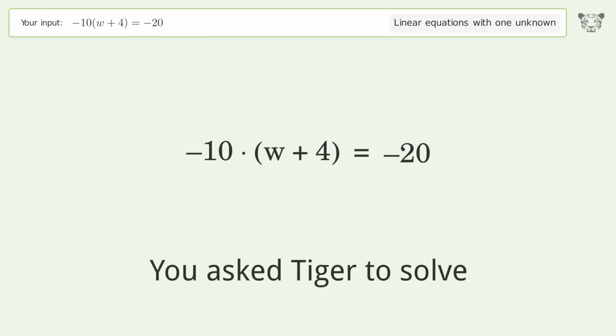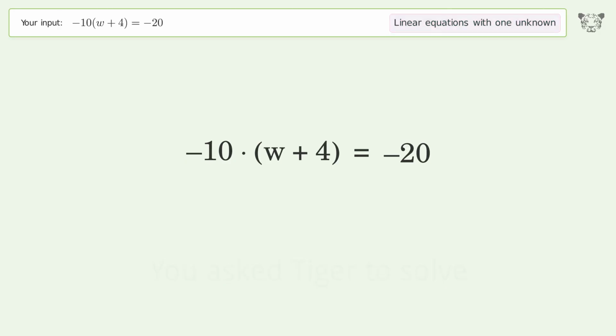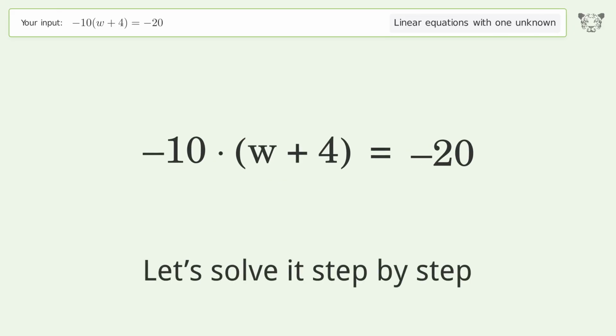You ask Tiger to solve this. This deals with linear equations with one unknown. The final result is w equals -2. Let's solve it step by step.